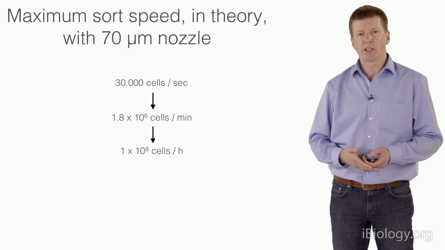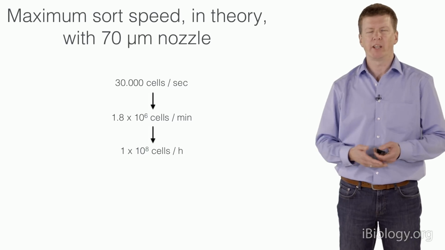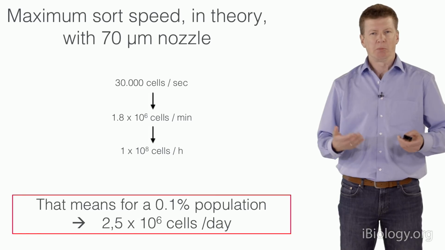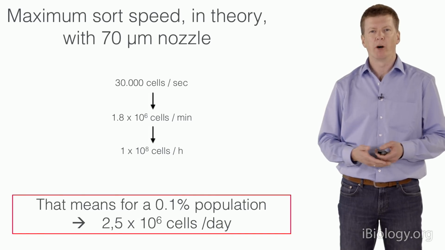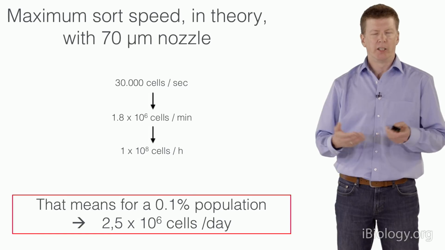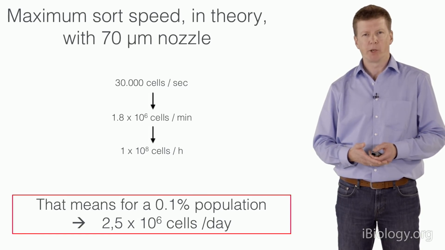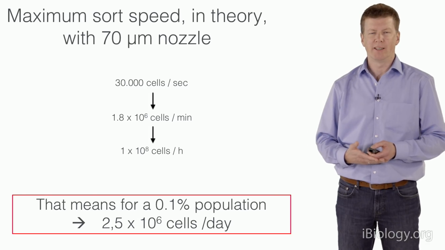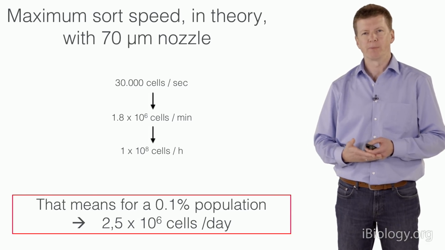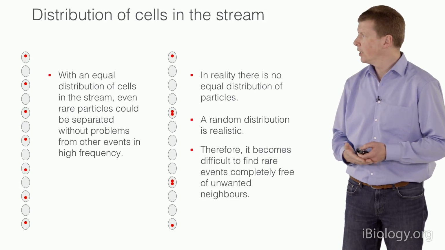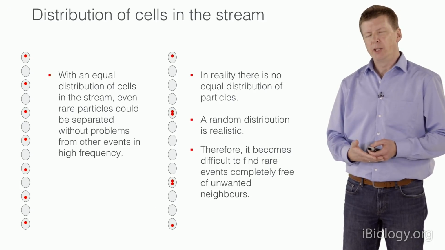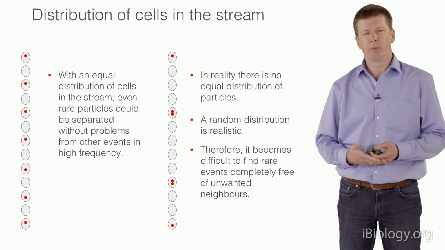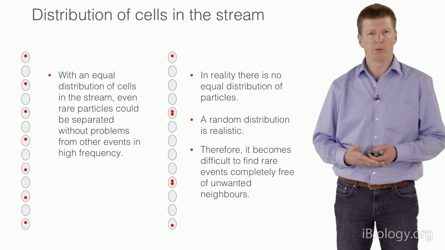This sounds like quite a lot at the beginning, but if you start thinking about rare cell populations, you will end up after a full day of sorting with not more than 2 million cells. If you have very complex experimental setups, this might already be a limiting cell number to go on. So why do we have to limit to 30,000 cells per second, if I just told you that with a 70 micron nozzle we have 90,000 drops available?